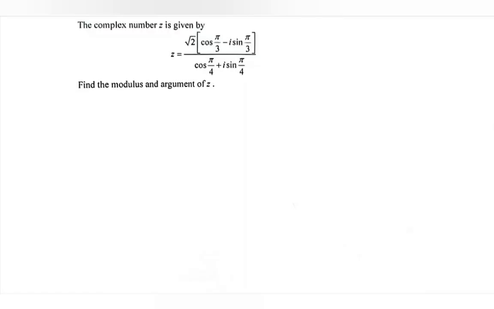Hello everyone, in this video I'm going to discuss an example for complex numbers. The complex number z is given by the expression here. Find the modulus and argument of z. If you notice, here we have the polar form, and the same goes for this part as a polar form. So what we have to do is convert the polar form to the Cartesian form.